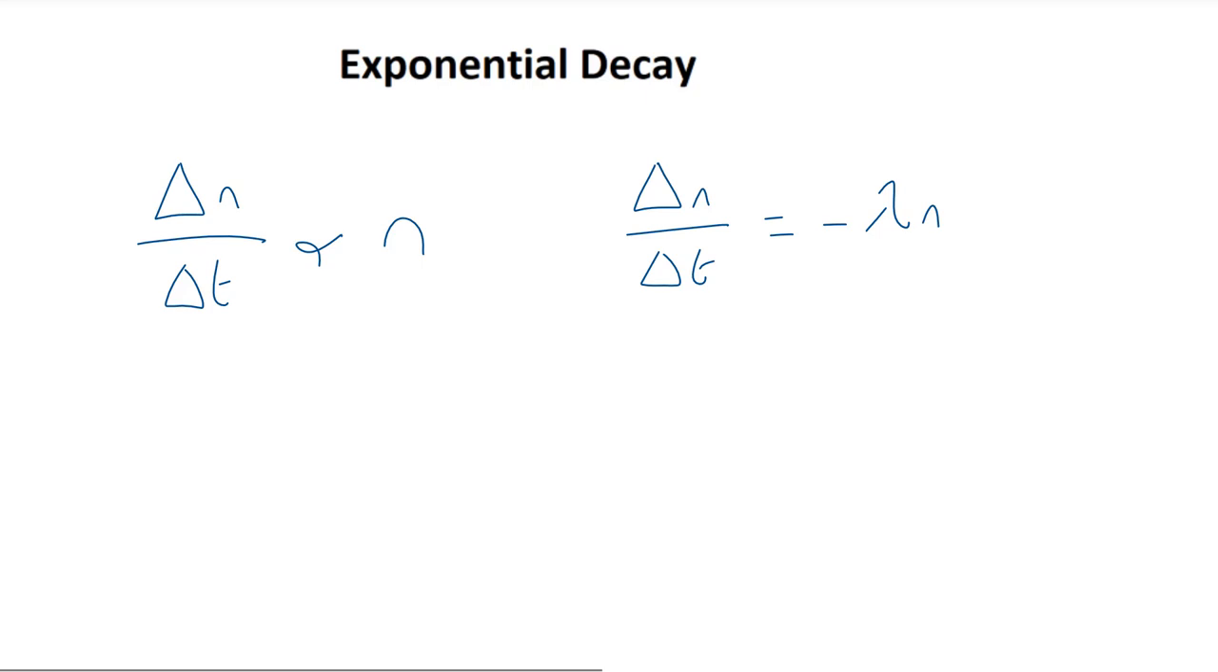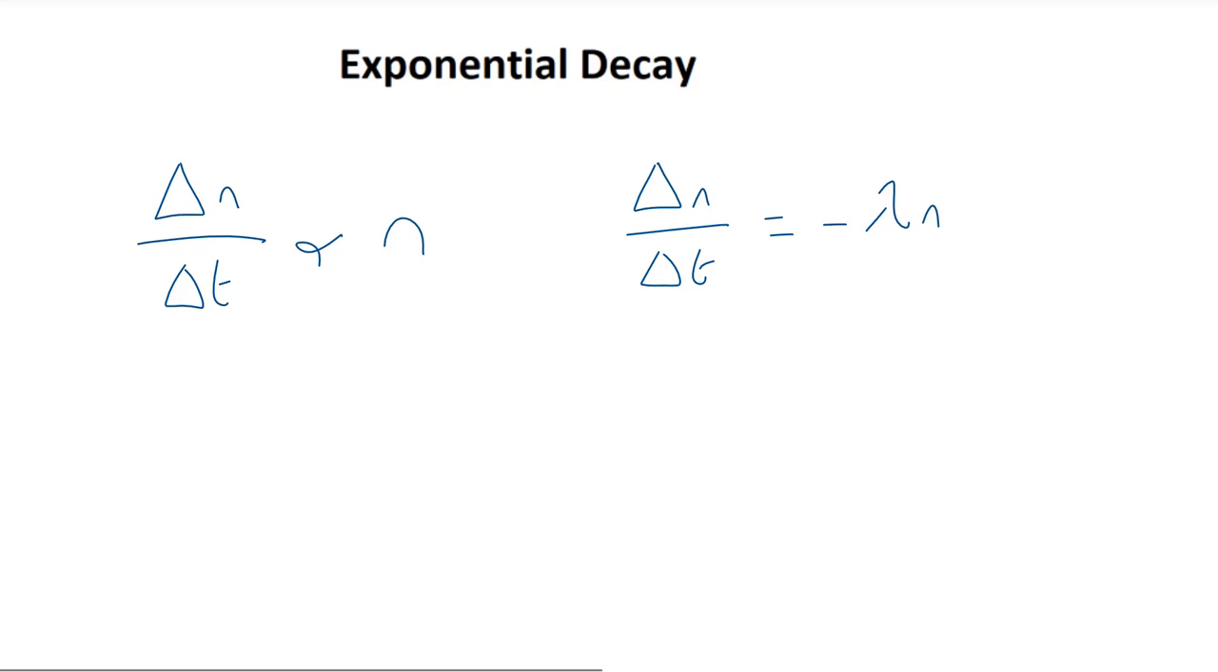What happens is, however, these deltas are replaced by differentials. We allow these changes to tend towards 0 and then solve the resulting differential equation. Doing so results in the exponential decay equation. And here I've replaced small n by capital N just so you are aware of the fact that sometimes you will see one or the other, n or capital N.